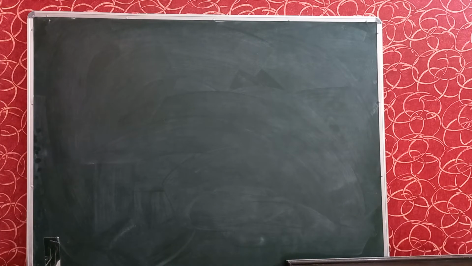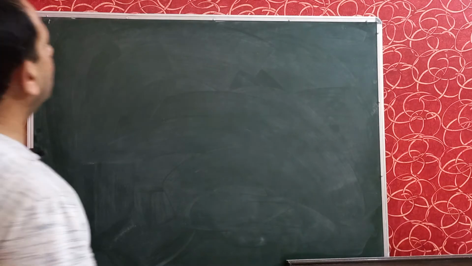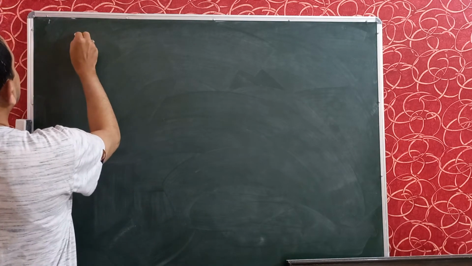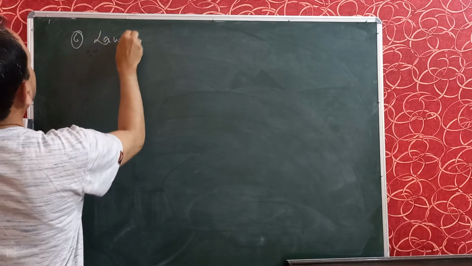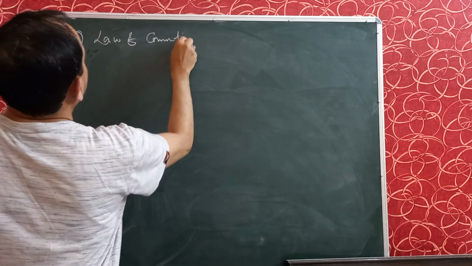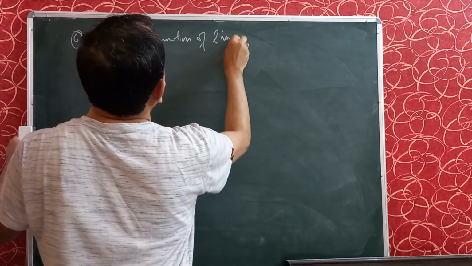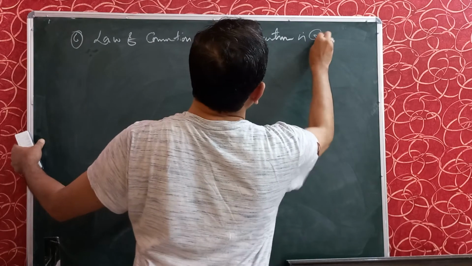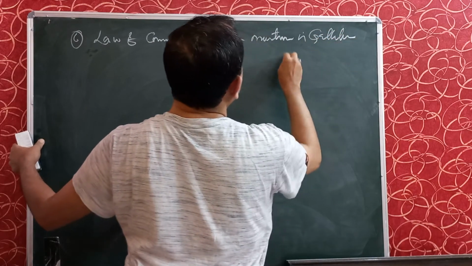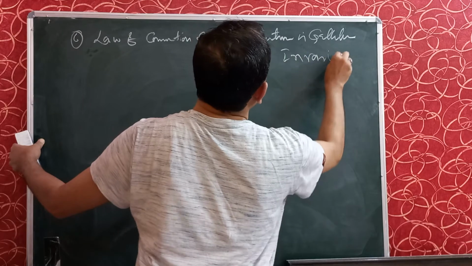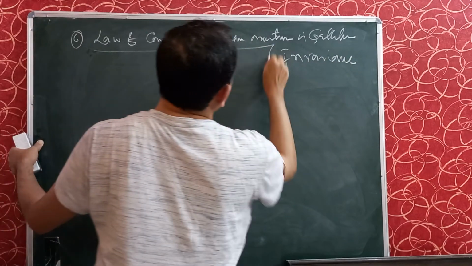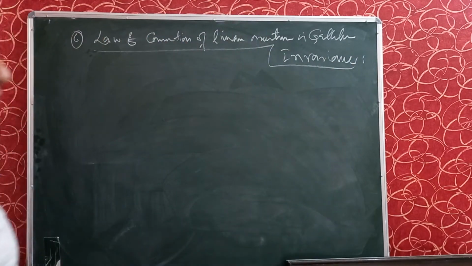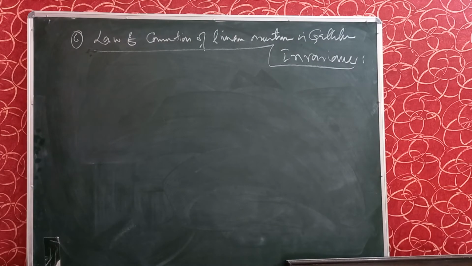Now, in the next article, we have to prove that the law of conservation of linear momentum is also Galilean invariant. Next, this one is the law of conservation of linear momentum is Galilean invariant. So this is our next article and next topic.